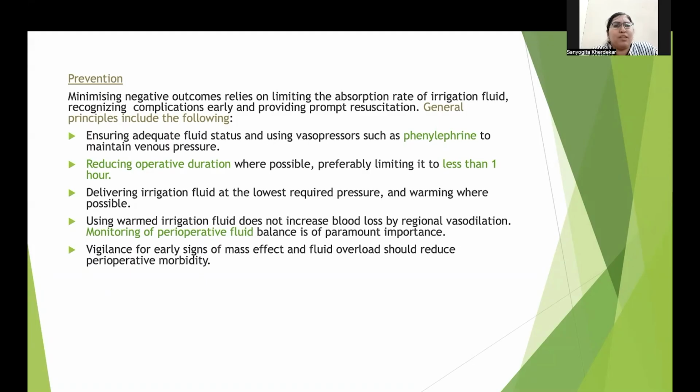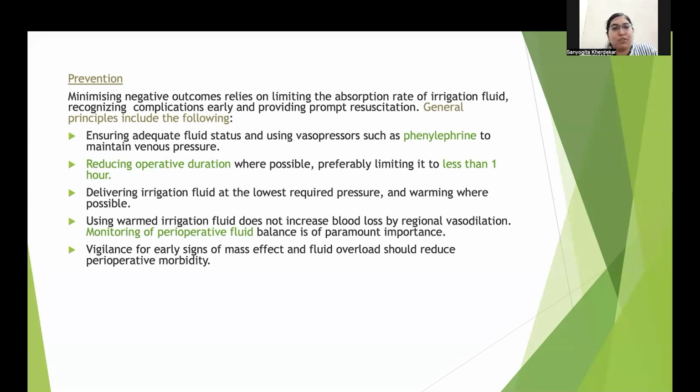More than management, the important thing is prevention of TURP syndrome. Minimizing negative outcomes relies on limiting the absorption rate of irrigation fluid, recognizing complications early, and providing prompt resuscitation. So, general principles: use adequate fluid status, adequate venous pressure, reducing operative duration to less than 1 hour, delivering irrigation fluid at the lowest required pressure, warming wherever possible.